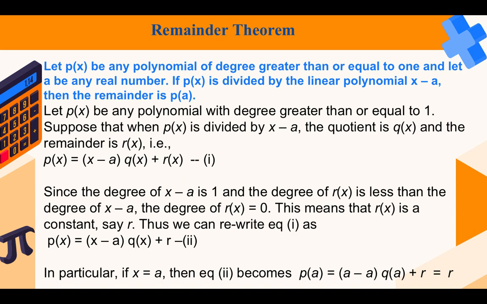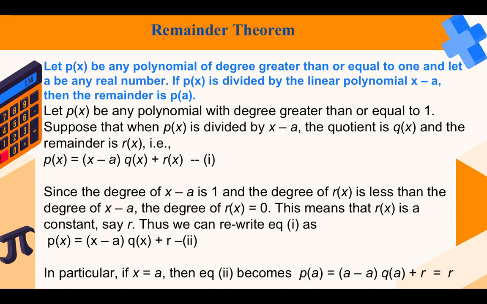Clear now? Degree of remainder will always be less than the degree of the divisor. So since the degree of the divisor is 1, therefore the remainder will have a degree 0 because less than 1 is 0 only. So this means that r(x) is a constant. Since the degree of the polynomial is 0, it is a constant term. Let the remainder be r. So we can say it is r only because it is a constant term. There is no x in it.